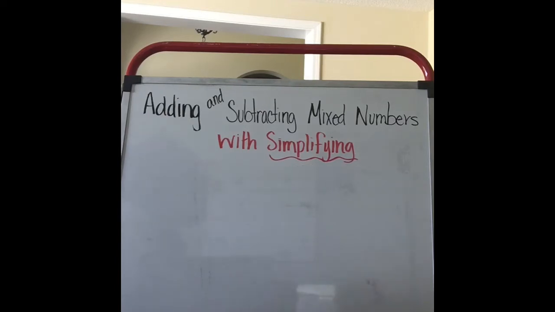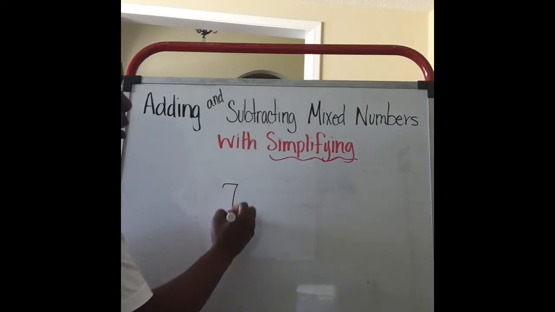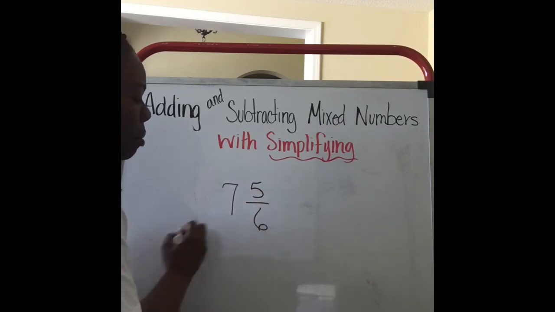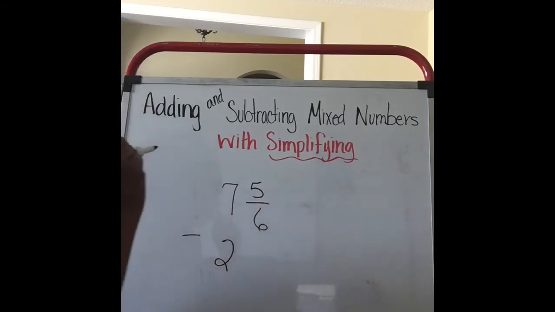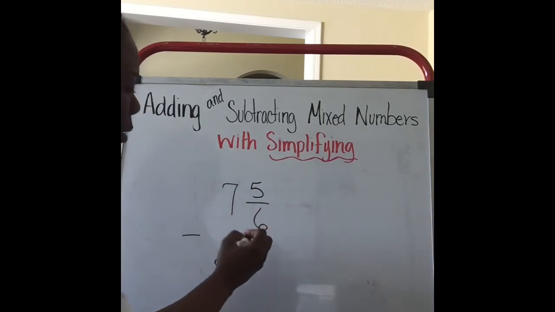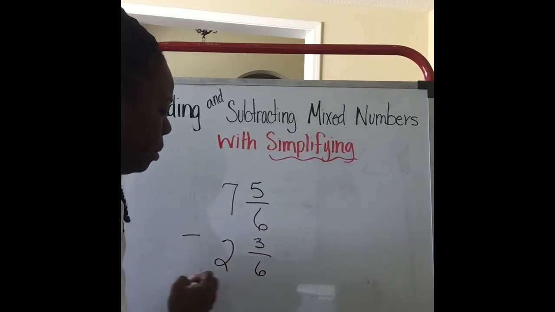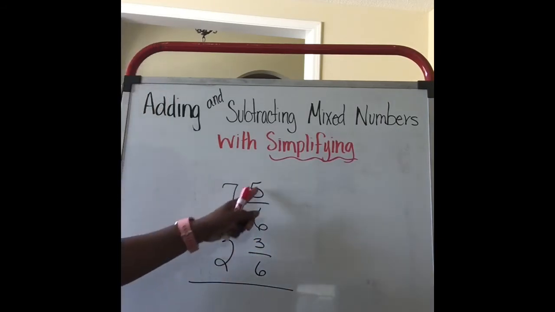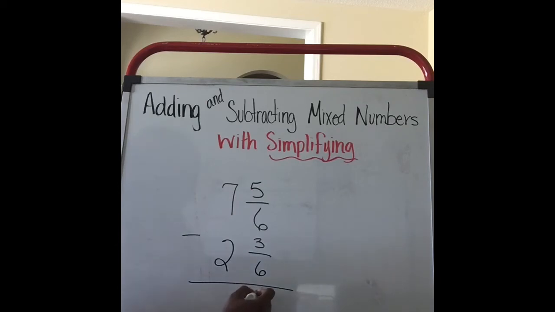All right, let's try another one. 7 5/6 minus 2 3/6. Now this one seems pretty easy, right? 5/6 minus 3/6, well that's 2/6. And 7 minus 2, well that's 5.